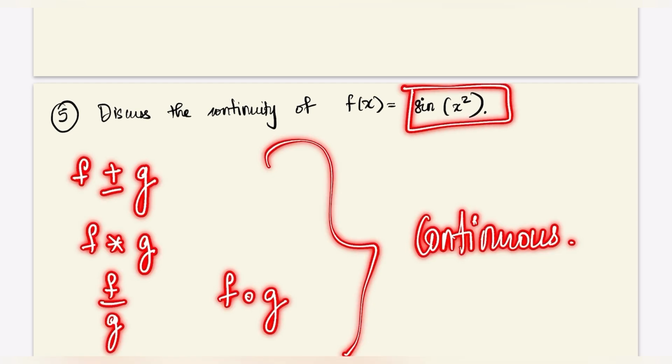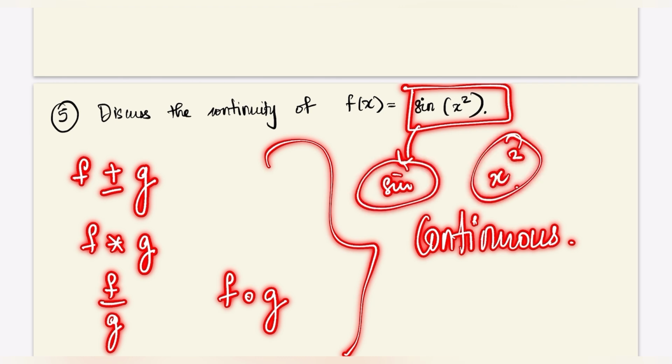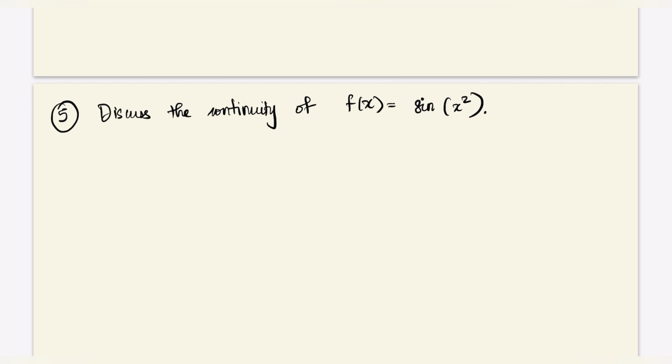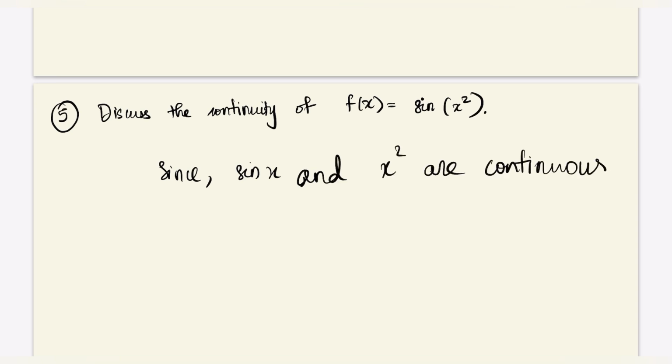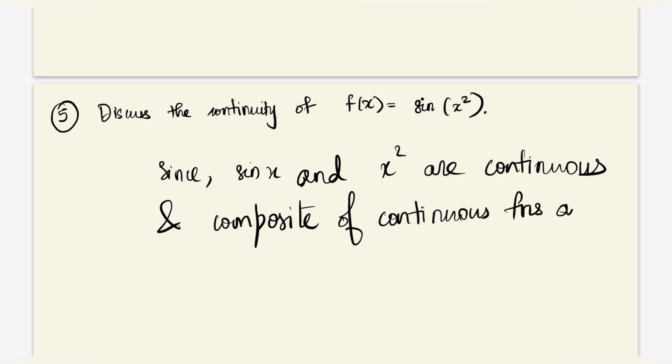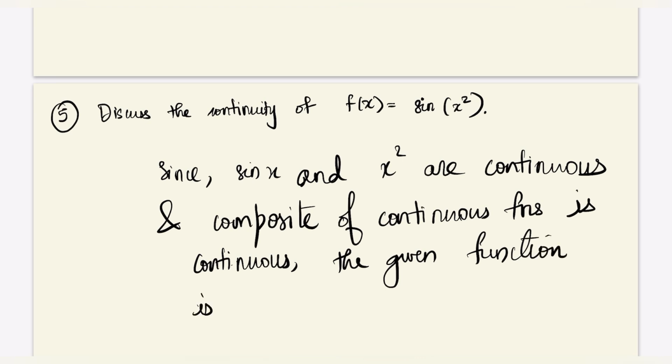So here you see that there is a mixture of two continuous functions. There is a sine over there, and there is an x square, a parabola over there. And these both come under the category of continuous functions, and hence this function is continuous. You can say simply like that. So you can say since sine x and x square are continuous, and composite of continuous functions is continuous, you say that the given function sine of x square is continuous.